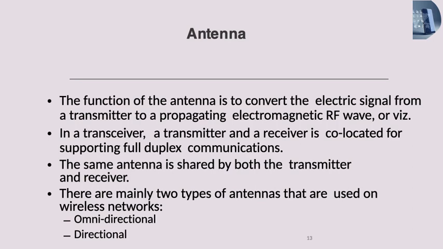There are mainly two types of antennas that are used on wireless networks. The first one is omnidirectional and the second one is directional. Omnidirectional antennas can receive and transmit over 360 degrees. This can be compared to a light bulb that emits light all over. In contrast, a directional antenna is similar to a flashlight, which focuses light in some direction. So that is the difference between omnidirectional and directional antennas.